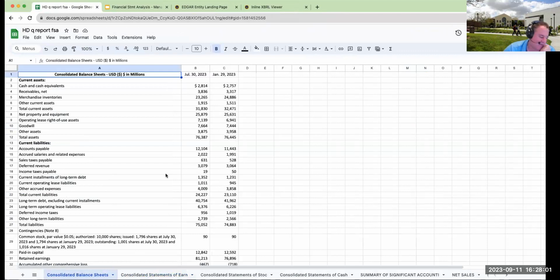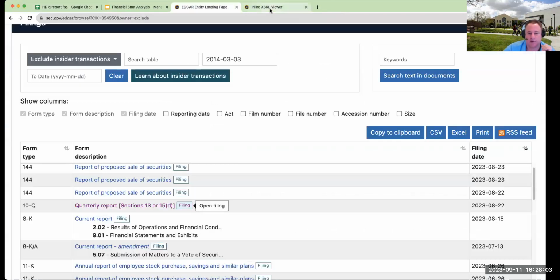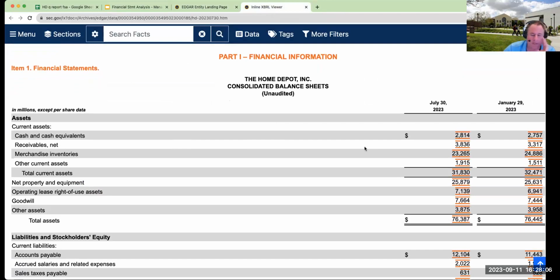Right over here, we have a balance sheet of the Home Depot as of July 30th, 2023. In the context of managerial accounting for the introductory class, there's a chapter on financial statement analysis. Oftentimes I will say to students, if you're given the option of two ratios, one being inventory turnover and the other accounts receivable turnover, what exactly do those two things mean?